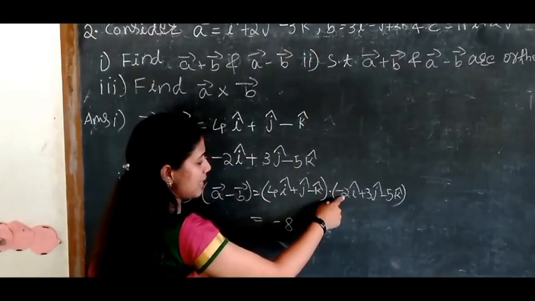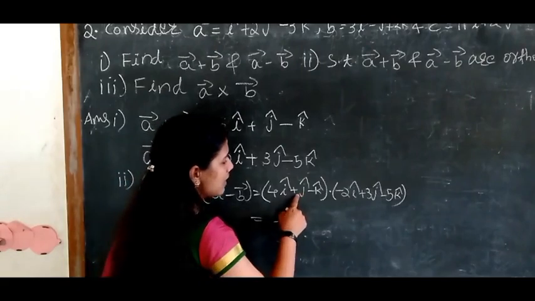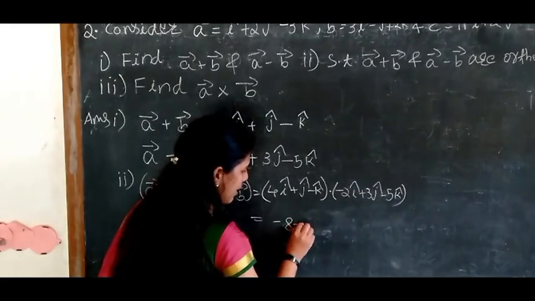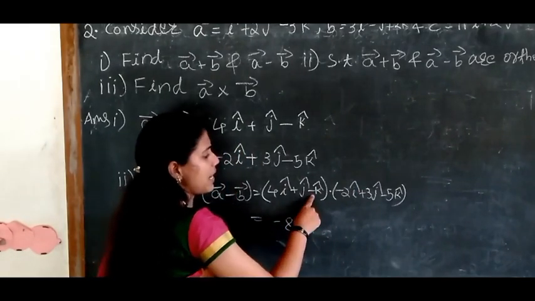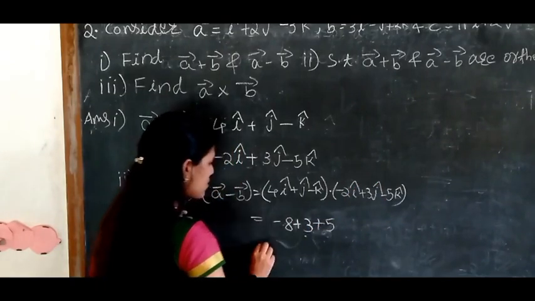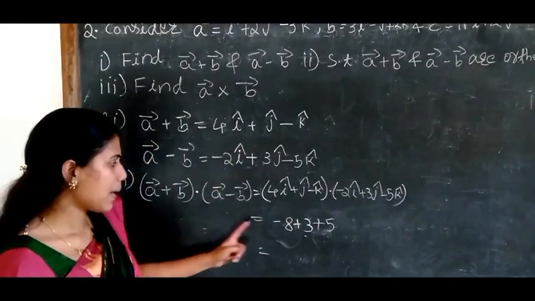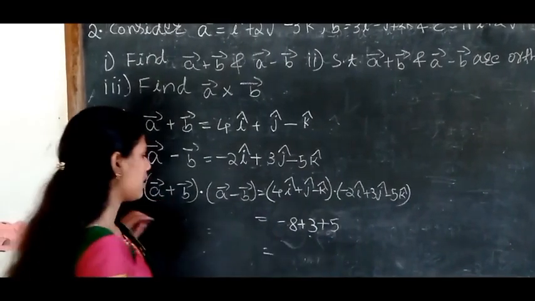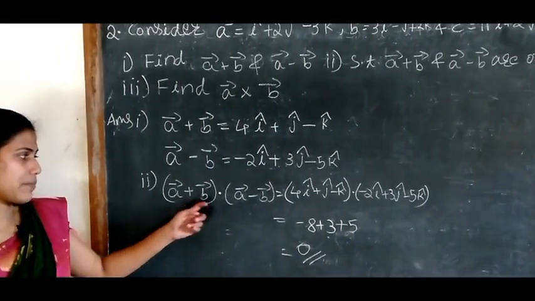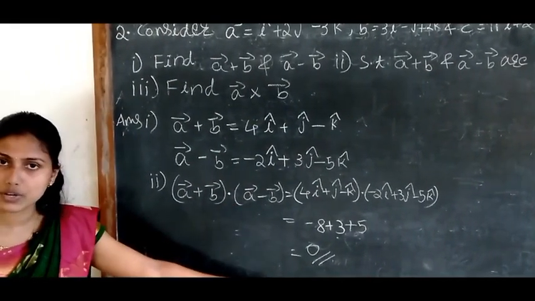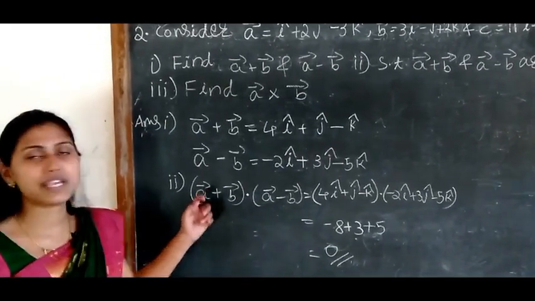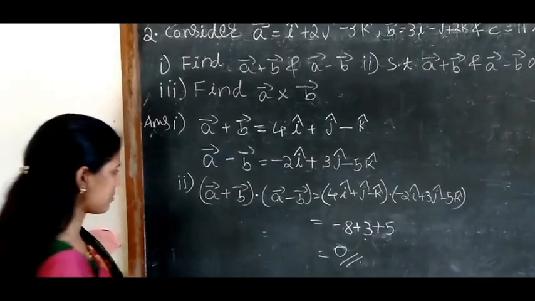4 times minus 2 is minus 8. Here the coefficient of j cap is 1 and here it is 3, then 1 into 3 is 3, plus 3 minus 1 times minus 5, that is plus 5, is equal to minus 8 plus 3 plus 5, which is equal to 0. So vector A plus vector B dot vector A minus vector B is equal to 0. Since the dot product is equal to 0, we can say that vector A plus vector B and vector A minus vector B are orthogonal.